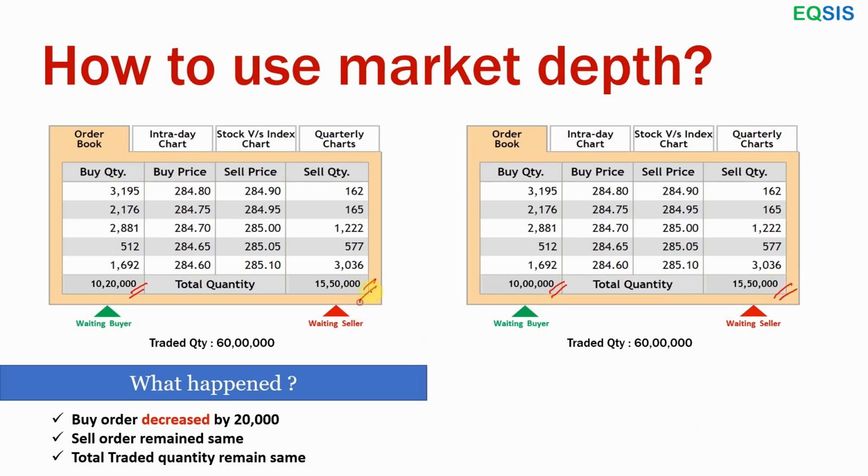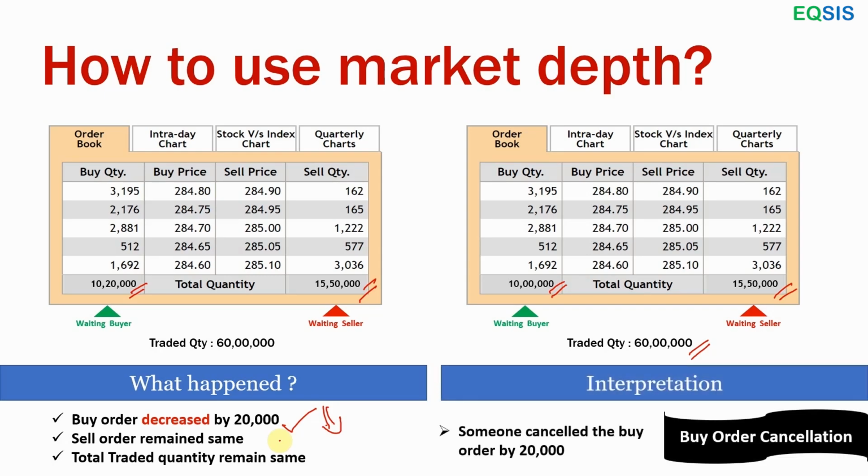From the seller side, I don't see any changes, and the quantity also remains the same. That's what I said. The buy order actually decreased by 20,000 quantity, but there were not many trades. I simply consider that someone has cancelled their buy order. So how do I interpret this change? The buy order got cancelled. Murugan, this is a basic understanding. Have some patience in watching this complete video and you will get the true nature of buying and selling.